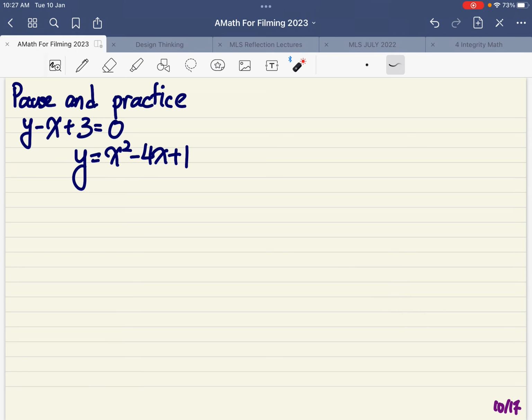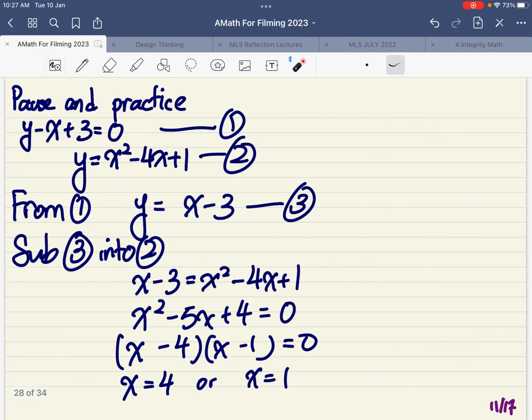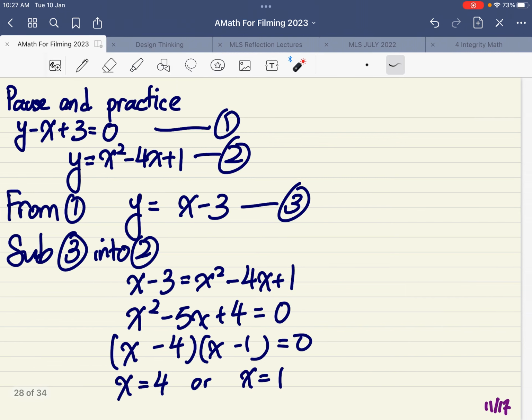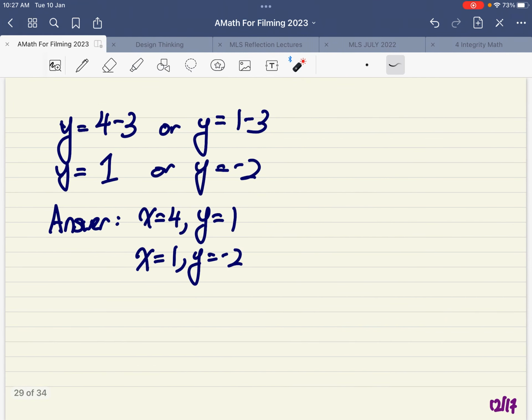Okay, now we will move on to the answers for the pause and practice. These are the answers, where you get x equals 4, y equals 1, and x equals 1, y equals negative 2.